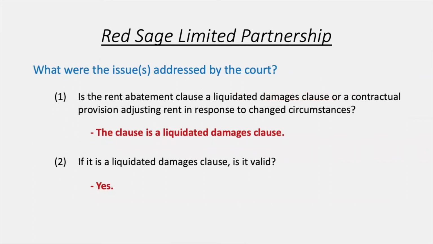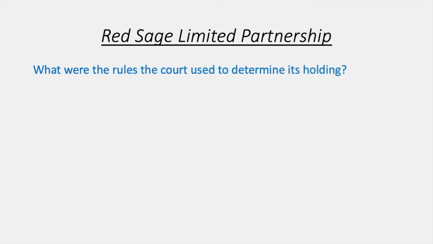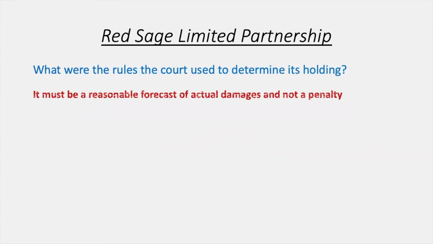The next issue is, well, is it actually valid? The parties intended to create a liquidated damages clause, not a contractual provision adjusting the rent, but can we enforce this? The rules used to determine the court's holding, which was yes, we can enforce it, was first that a liquidated damage clause must be a reasonable forecast of the actual damages, and of course, not a penalty. Again, we don't want to punish, we're trying to compensate.